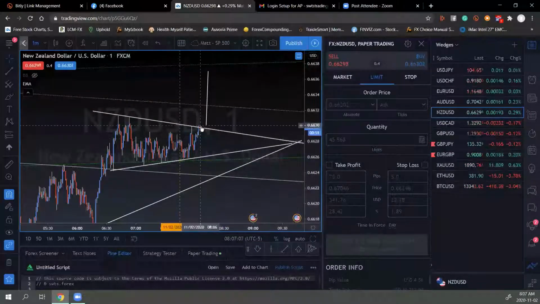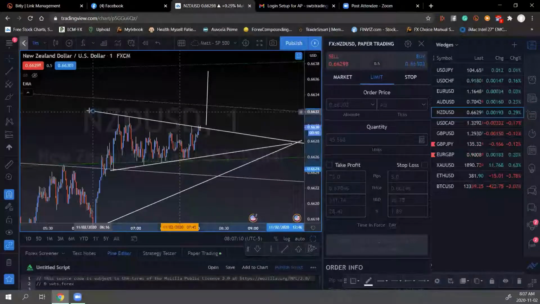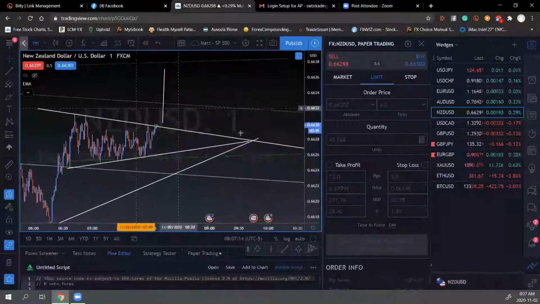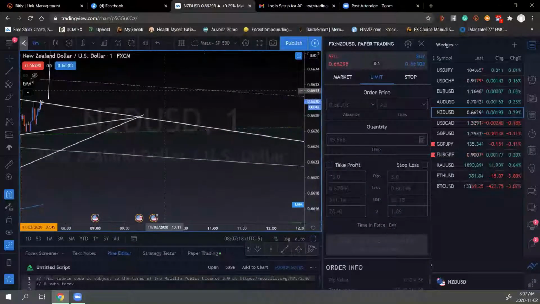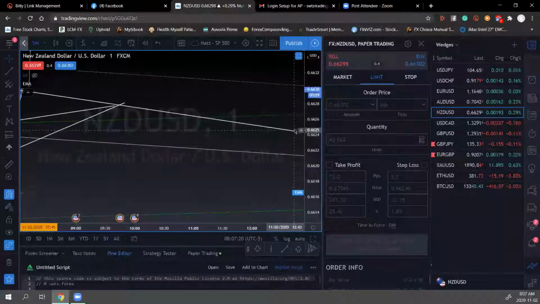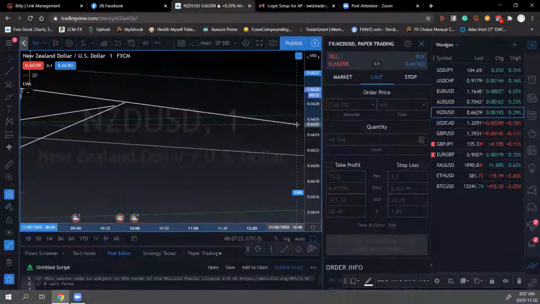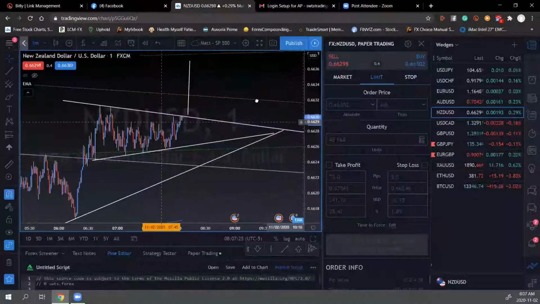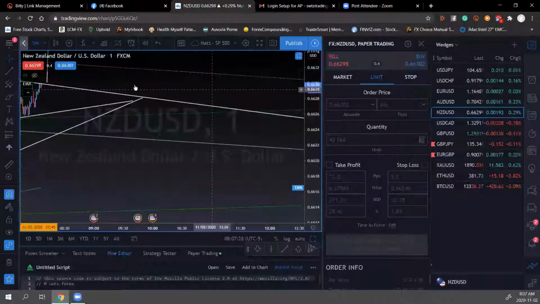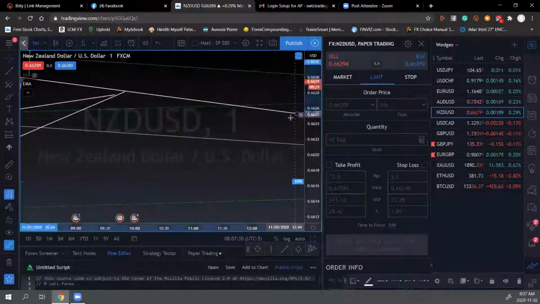Okay. So you see how it's kind of breaching a little bit. Might be because I messed with my lines. We might get a pop here. I like it. Yeah, there's a tiny little wedge. There might be a trade.